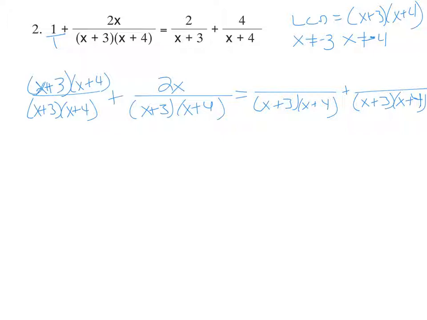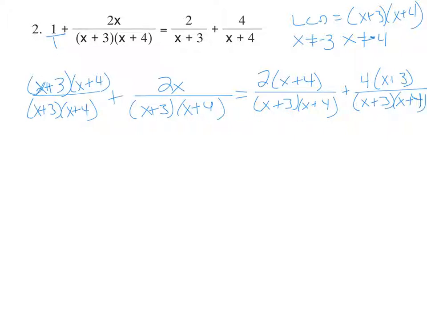My third one, I'm missing the x plus 4, so I'm going to have to put an x plus 4 in the numerator. And then the last one, I'm missing that x plus 3. So what I always like to do is look, if I reduce this, I end up with what I started with. If I reduce this, I end up with what I started with. But I'm now at that point where my denominators are all the same.